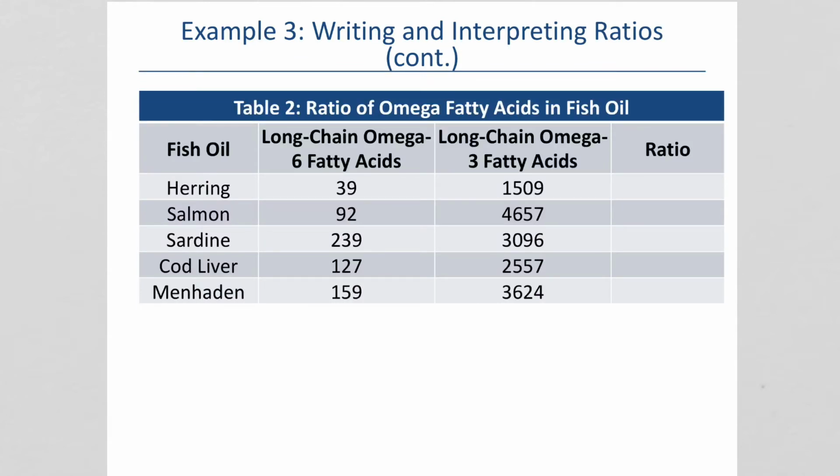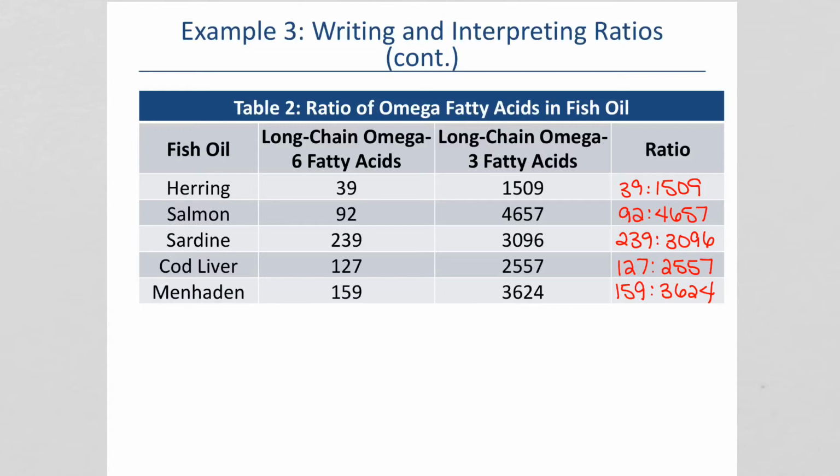So the ratio for the omega-6 to the omega-3 would be 39 to 1509 for herring, 92 to 4657 for salmon, 239 to 3096 for sardines, 127 to 2557 for cod liver, and Menhaden is 159 to 3624.